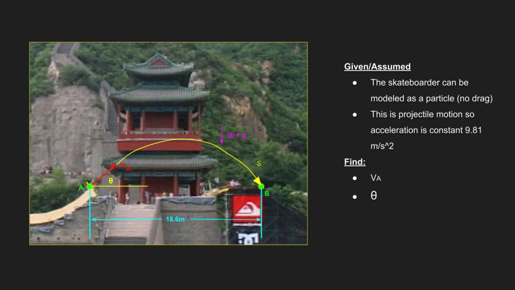We can also recognize that this is projectile motion, which means the only acceleration acting on the system will be the acceleration due to gravity, which is constant. The goal is to find the initial velocity and the angle that the skateboarder launched at, which are two pieces of information that I could not find online.